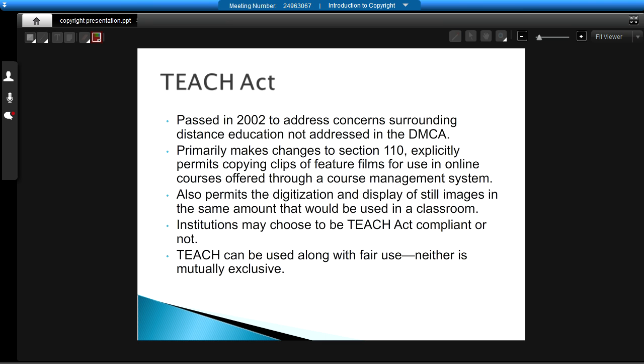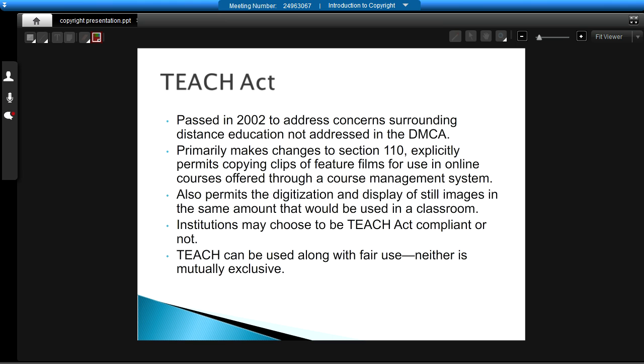The thing is that I say here institutions may choose to be Teach Act compliant or not. However, if you want to use the Teach Act, you must be Teach Act compliant. And there are a series of requirements that you have to meet, including having a secure network. You have to have a copyright education program in place. You have to have a person who is responsible for overseeing copyright, receiving cease and desist notices. There are a series of responsibilities.